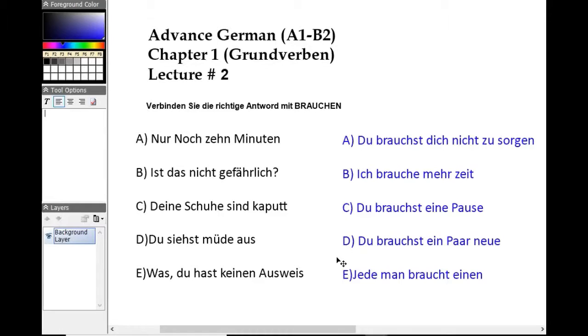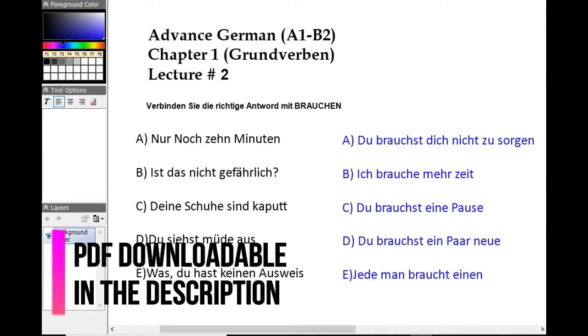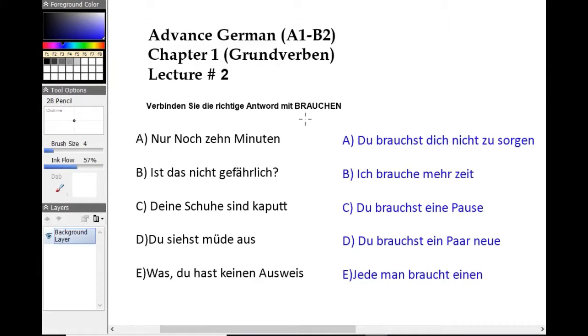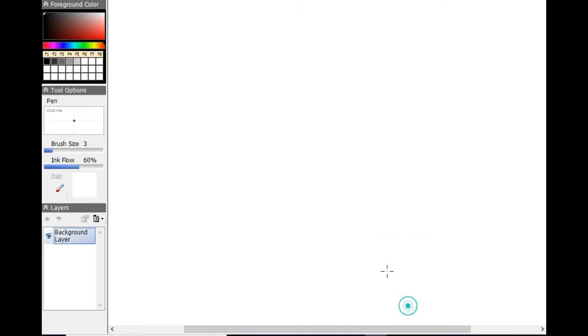So this is lecture 2, and there is one major verb which is used in this lecture. If I say "verbinden Sie die richtige Antwort mit brauchen," you have to match which sentence is similar in this section with this section. And if you notice those written in blue, they have a specific verb which means brauche. Now what is brauche?